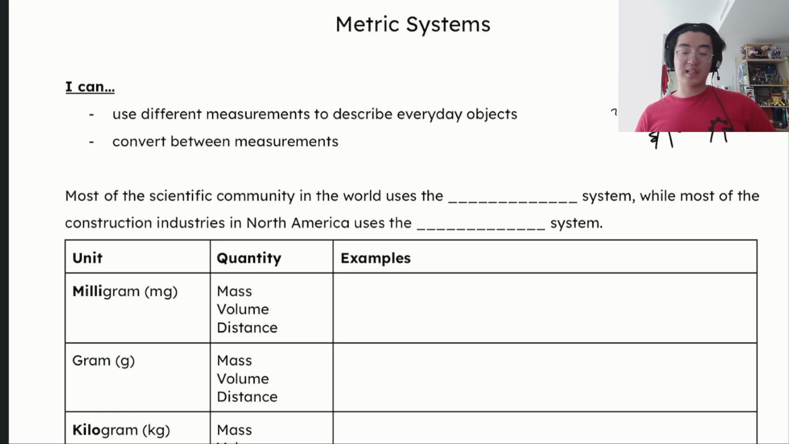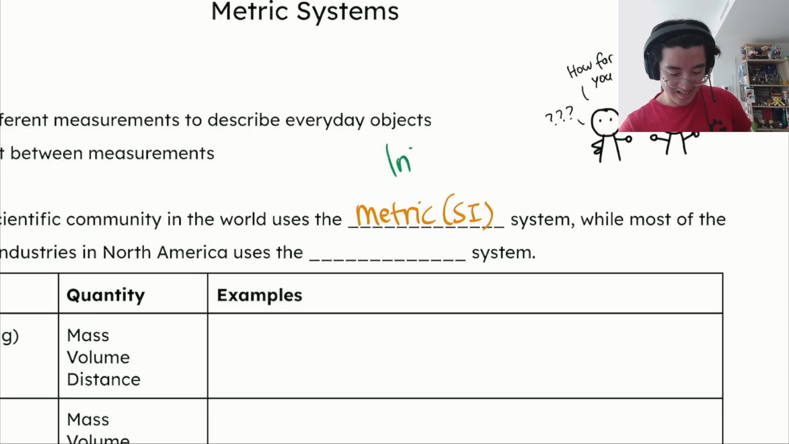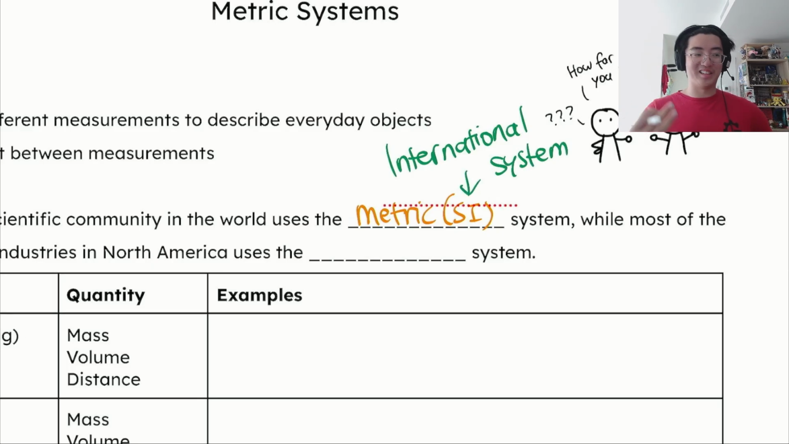Alright, most of the scientific community in the world, or just most of the world in general, uses the metric system. Alright, we call it the SI system. Are you ready for this? You know what SI stands for? International System. So yes, SI stands for International System. Why is it not IS? I have no idea. But here we are, the SI system, or the International System.